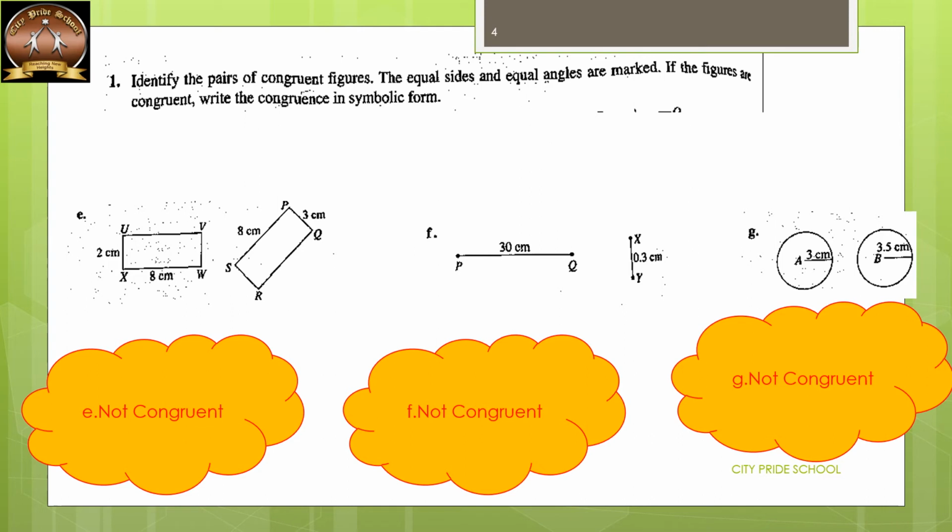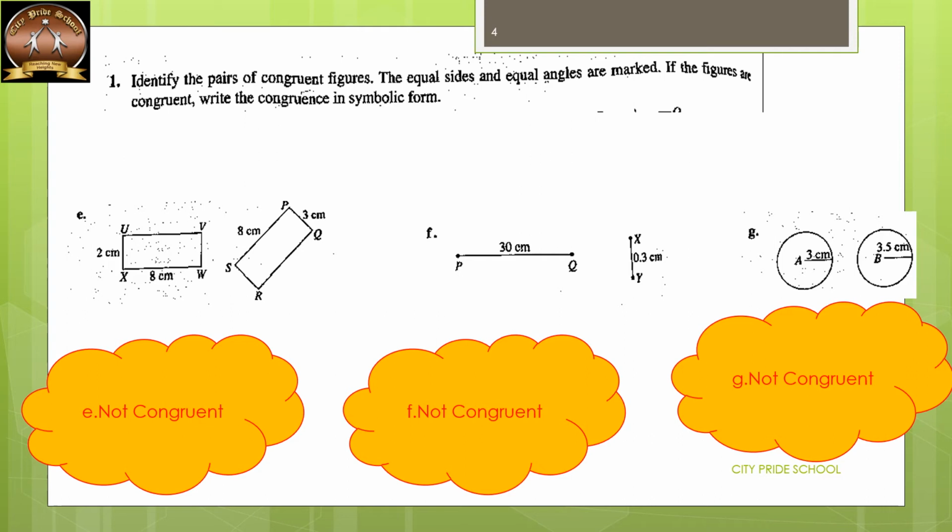Now let us come to F. Here we have a line segment PQ whose measurement is 30 centimeters and one more line segment XY whose measurement is 0.3 centimeters. So are they congruent? No. So the answer for this is they are not congruent.